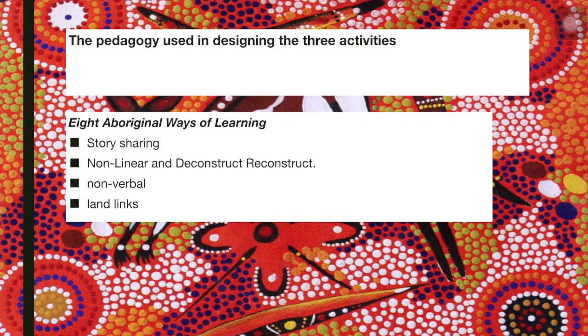Lastly, in the activity of discover wetland in bottles, 2 Aboriginal ways of learning have been demonstrated. One is nonverbal and the other one is land links. As students go through the experiment, they can see the result very obviously, and there is no need to use words to explain the results of the experiment. In this hands-on activity, students can learn the importance to protect our environment and our local land.